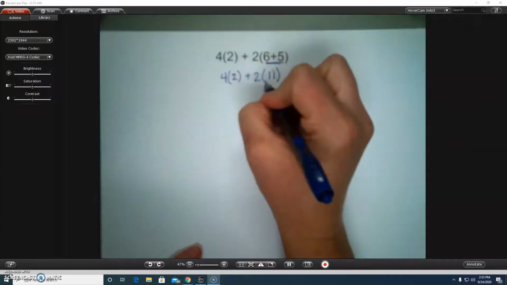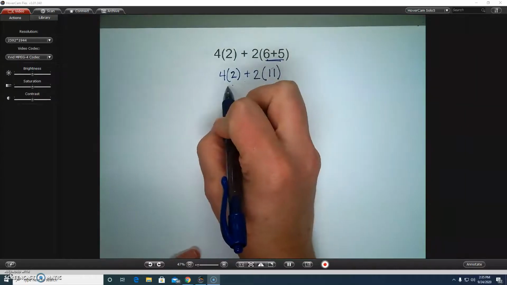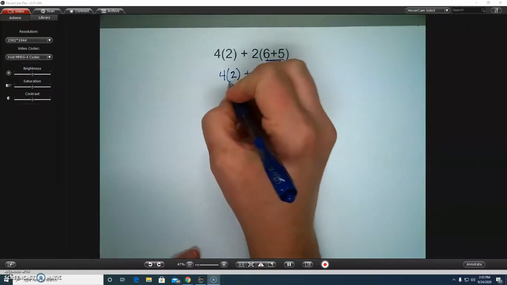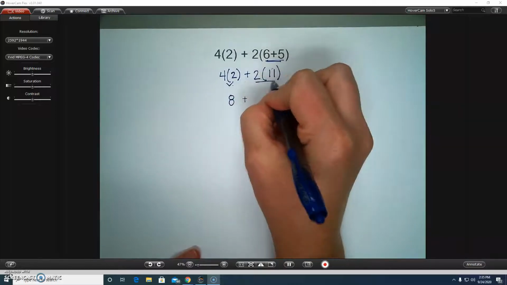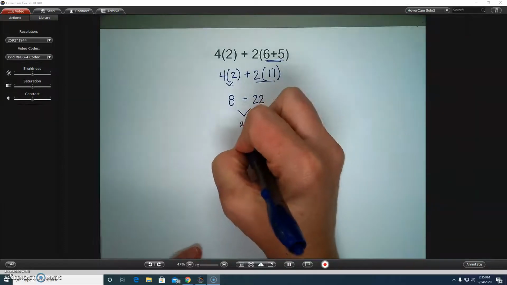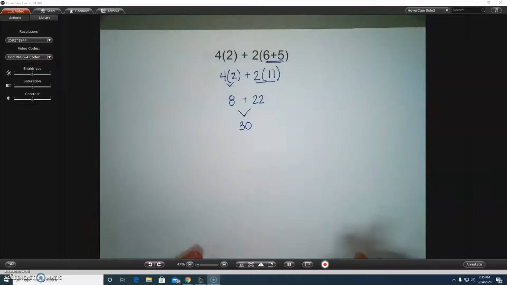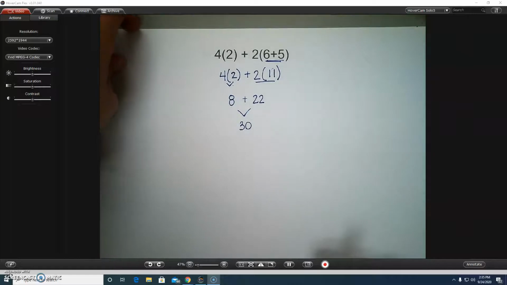Now I have 2 multiplication problems with an addition symbol in between. I'm going to do this multiplication problem first because it's on the left. So 4 times 2 is 8. And then 2 times 11 is 22. And then 8 plus 22 is 30. Now, as I'm doing these examples, you are more than welcome to pause the video, to write them down, to try them out yourself, and then watch the video to see if you get it right.